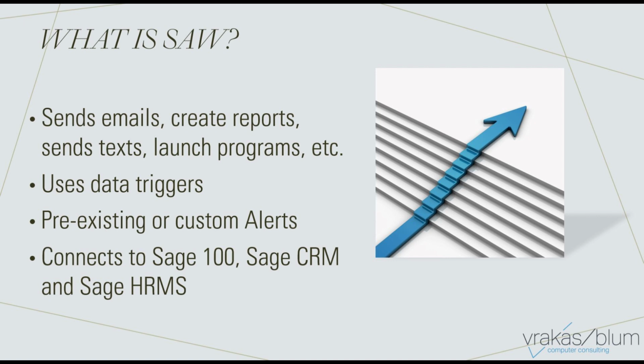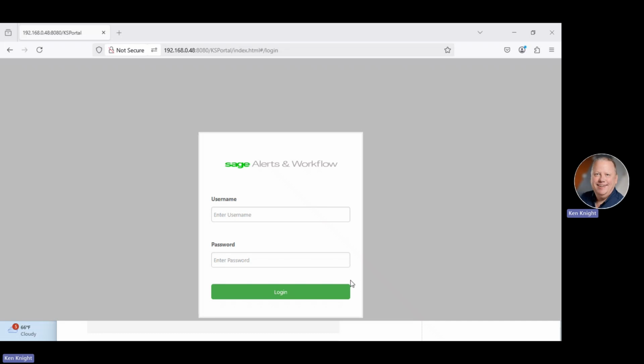Now, this may look complicated at first, but you can download dozens of pre-configured events and what are called event packs to use with little effort. Sage Alerts and Workflow can connect to Sage 100, Sage CRM, and Sage HRMS. So let me go ahead and get logged into the system.